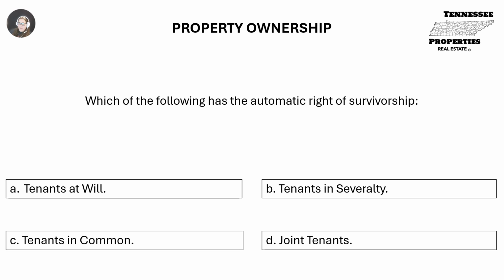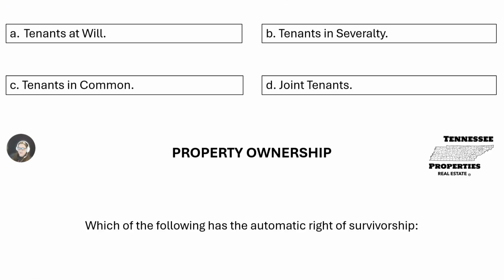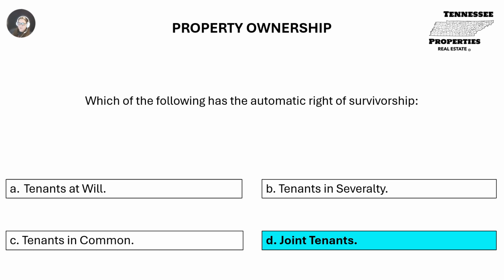Which of the following has the automatic right of survivorship? A. Tenants at will, B. Tenants in severalty, C. Tenants in common, or D. Joint tenants. D. Joint tenants.